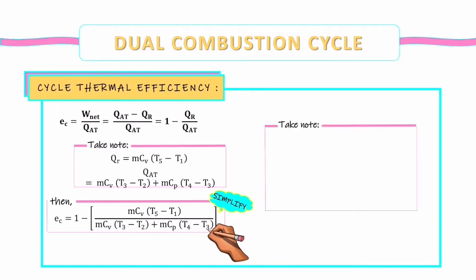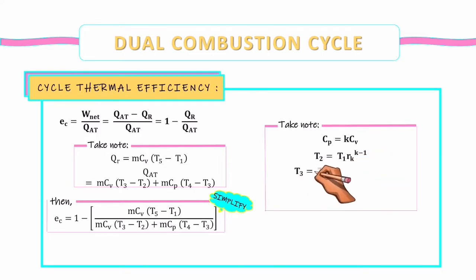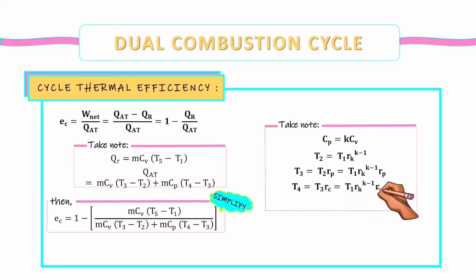Also take note that Cp is equals to kCv, T2 is equals to T1 Rk raised to k minus 1, T3 is equals to T2 Rp equals to T1 Rk raised to k minus 1 Rp. Then T4 is equals to T3 Rc equals to T1 Rk raised to k minus 1 Rp Rc. And last is T5 equals to T1 Rp Rc raised to k.